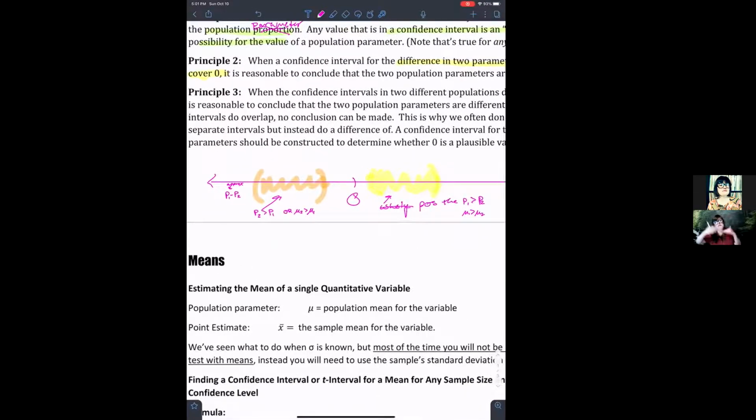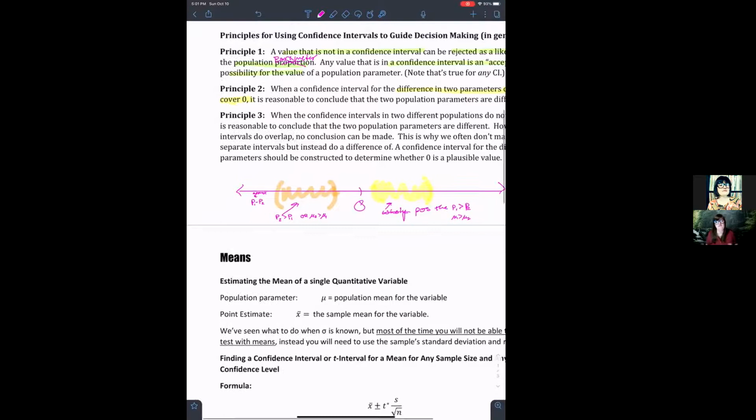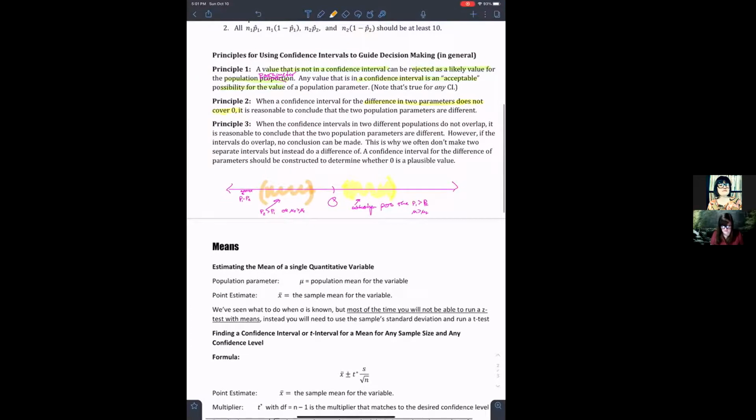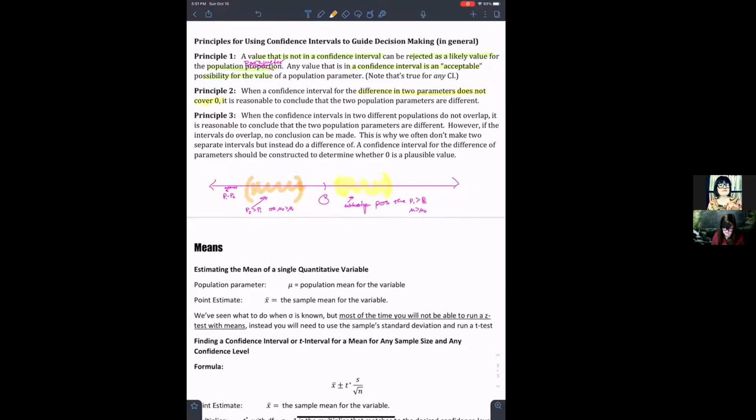So not only do we see a difference, but we can tell which is bigger. Okay, so then what I think really confuses students, so that makes sense: if we don't cover 0, if 0 is not in my interval, then it makes sense that I can make these claims. Now, what doesn't make sense for students is this.